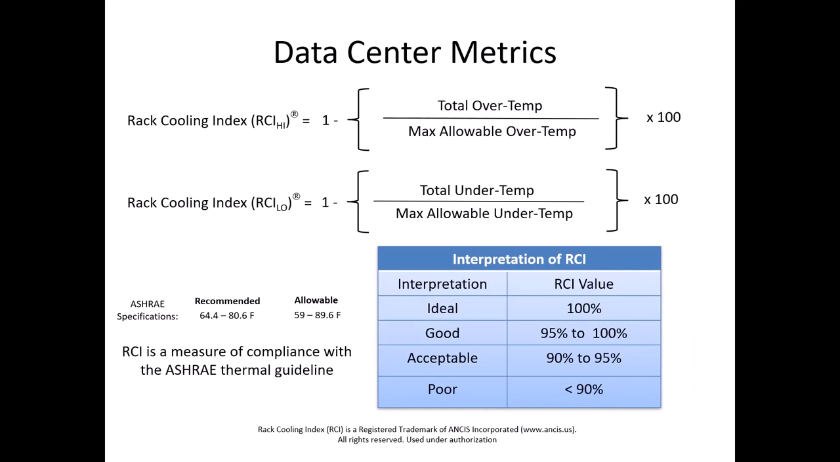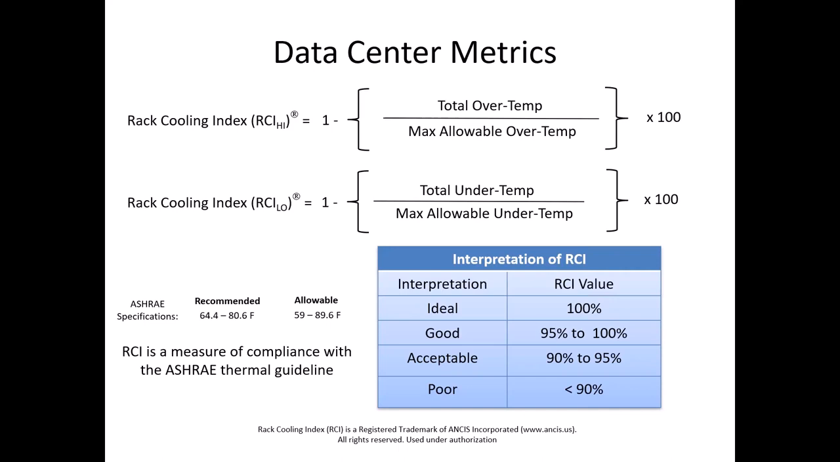Now, the other one we're going to be talking about is RCI high and low. And this is a way to use a metric to predict whether or not the racks are within the acceptable range of thermal temperature. Or another way to say it is, how much are they in compliance? Is that fair, Magnus? Yes, I think that's fair.